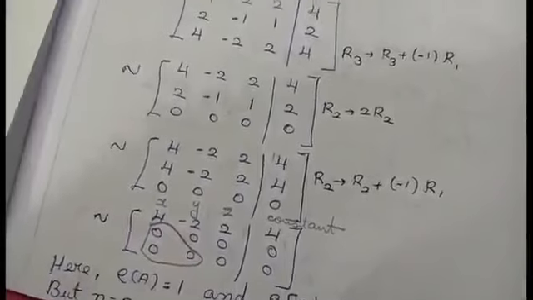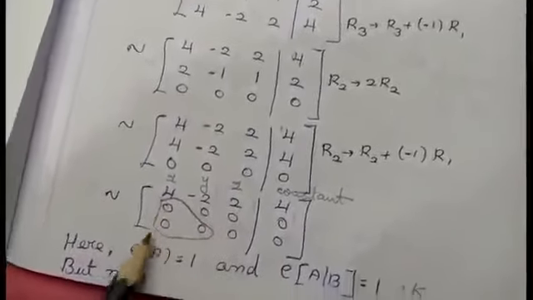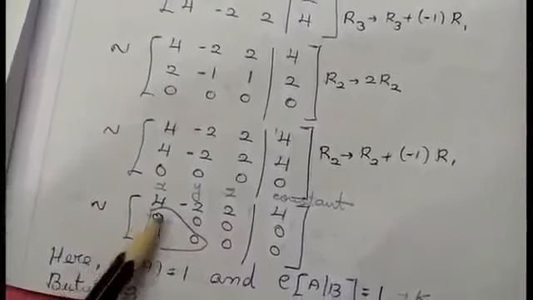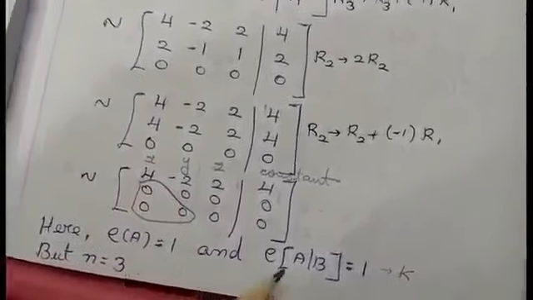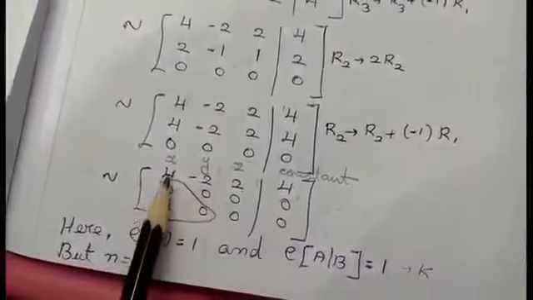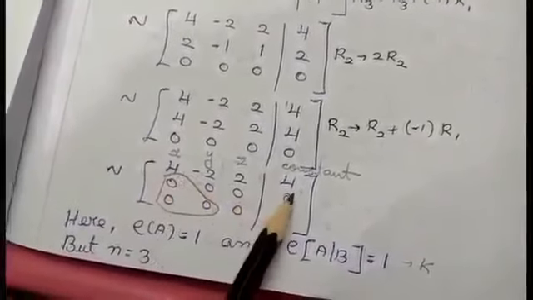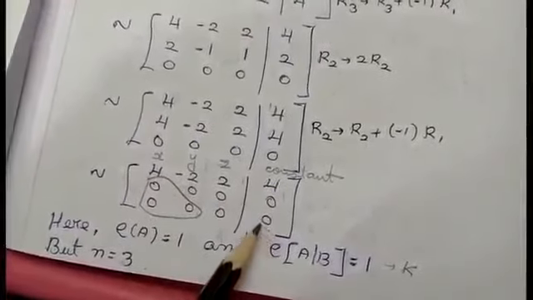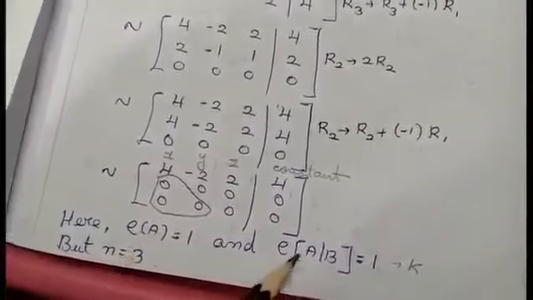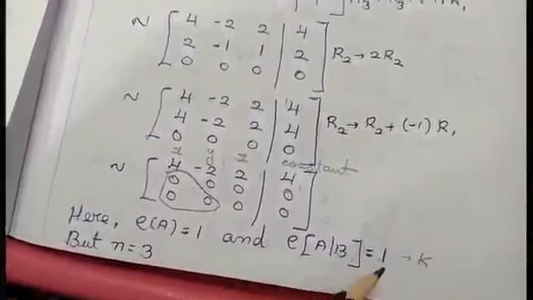What is the meaning of rank of A? It is the number of non-zero rows. In the first row I have elements, and in the second and third rows I have 0. So only the first row has a non-zero element. That is why the rank of A equals 1. Rank of AB is nothing but taking this matrix fully. Only the first row has elements, and the second and third do not. So rank of AB is also 1. Rank of A and rank of AB are equal, that is, the value is 1.